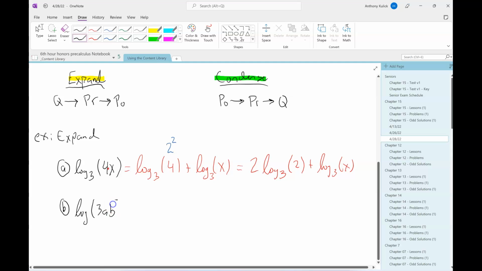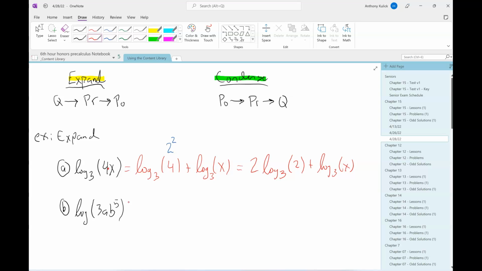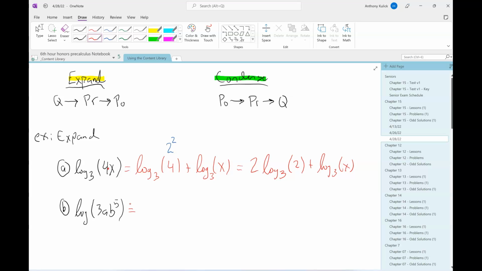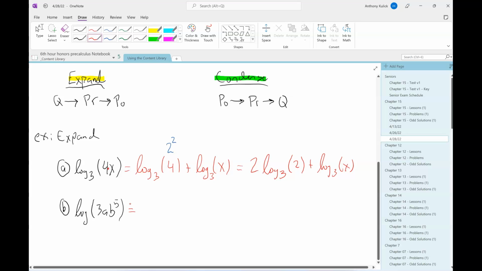Let's do another one. So here we have log of 3ab to the 5th. First property we look for is quotient. Do you see any? Nah. Next we look for is product. Do you see any of those? Yeah, how many? 2, right? Because we have 2 multiplications going on. So we can do both of them all in one step. Everybody's cool with that?